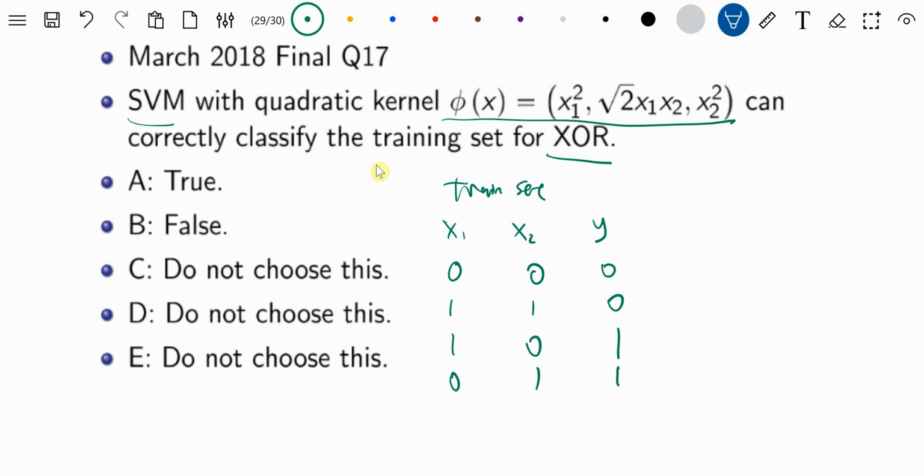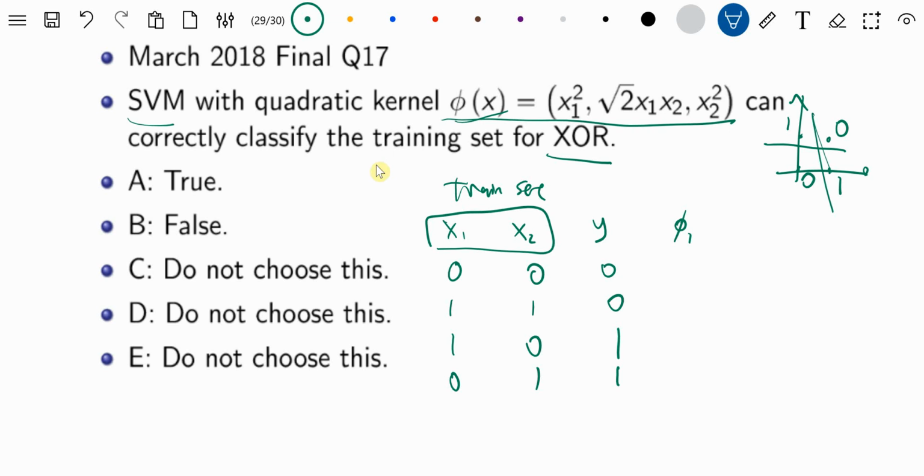Then the next thing we do is we use this kernel to construct the new features. The original features are x1 and x2. So we know that it cannot be separated, because these two are 0 and these two are 1. There's no line that you can draw to separate these two classes.